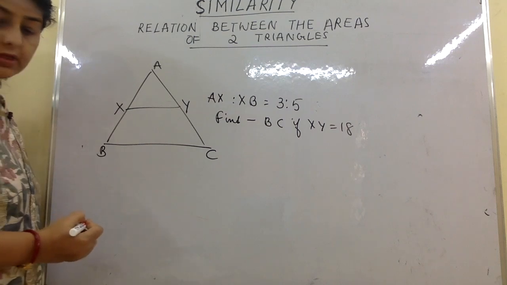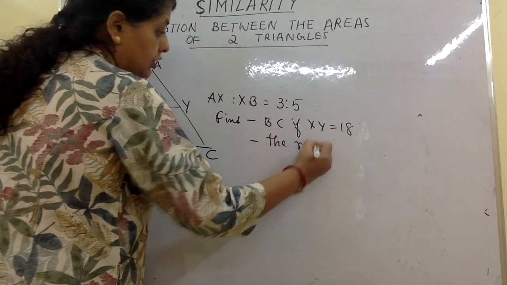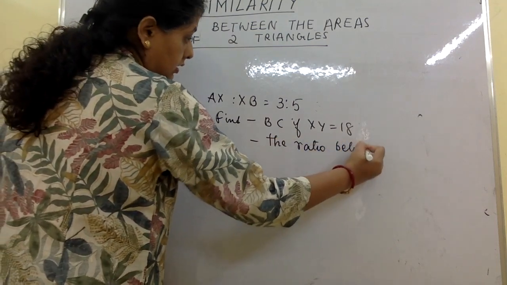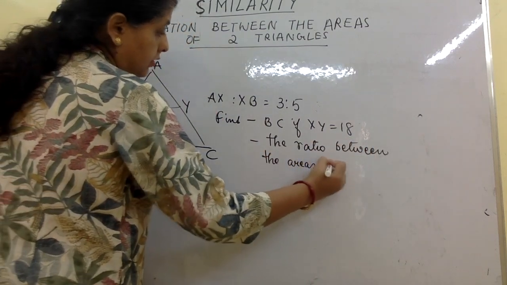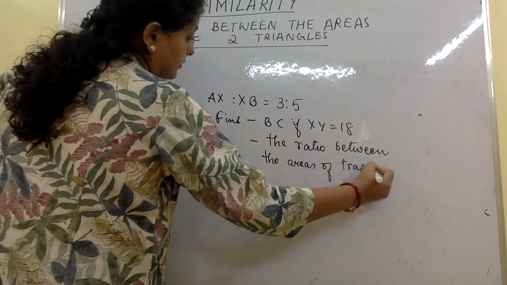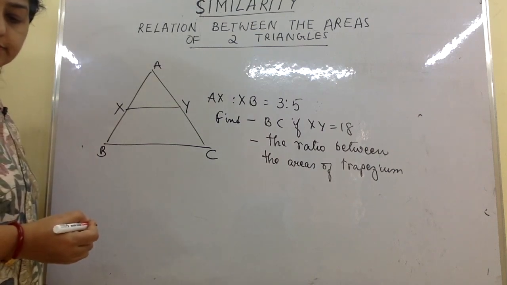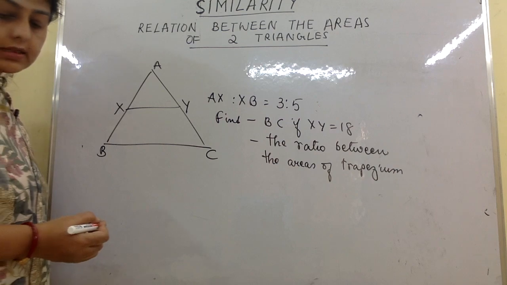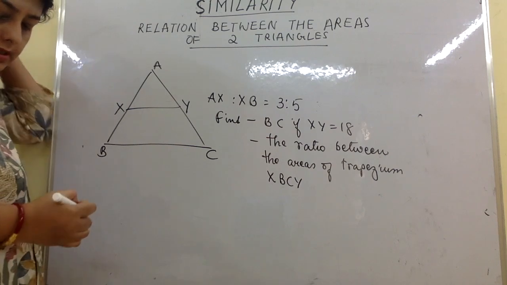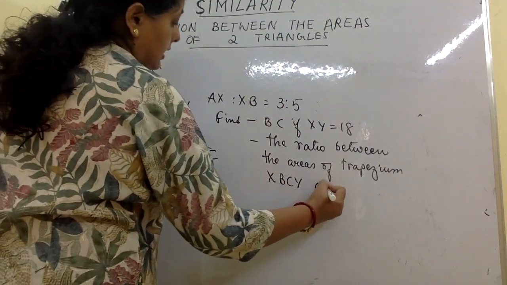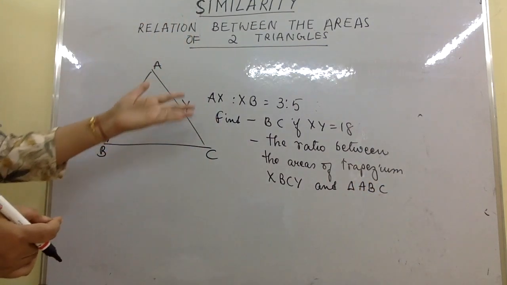Okay, and then we have to find the ratio between the areas of trapezium XBCY and triangle ABC. Okay, so these two things we have to find.